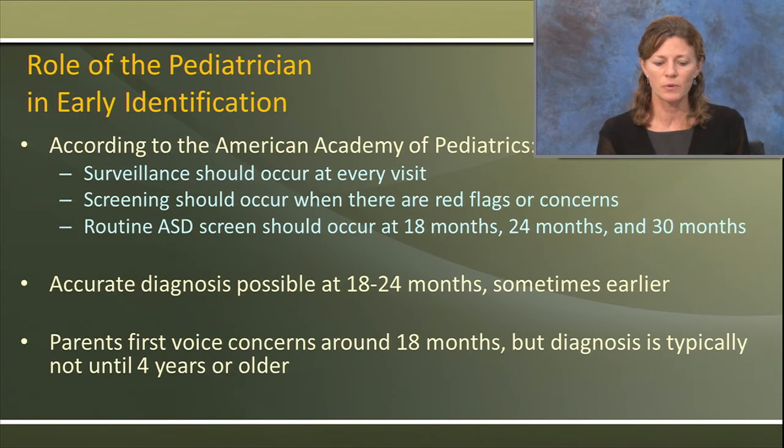But one of the things I want to note here is that we're finding that not all pediatricians are screening. And so nationally, what we're finding is that the average age of diagnosis is 4 years of age or older. And in Virginia, it's actually older than that. And that is not okay for the development of these young children, as we've already discussed. So we want to make sure that pediatricians are really involved in this process.